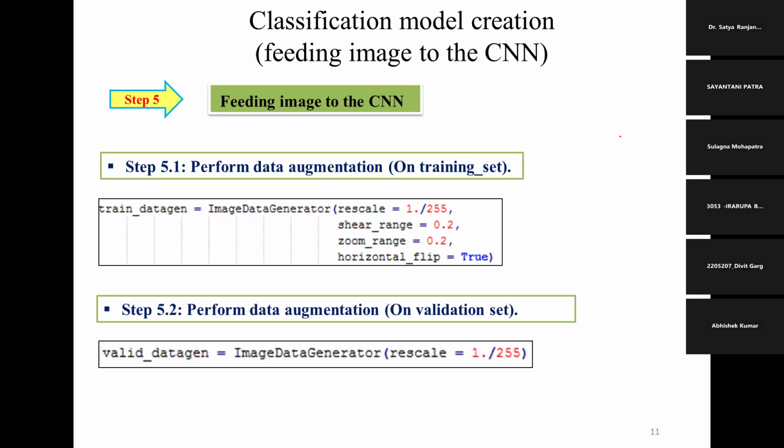Now after the hyperparameter tuning, all those things we discussed about the optimizers, learning rate, and loss function, now we'll go for feeding images to the CNN. So when we are going to feed our images, that training set we should feed to the CNN. Otherwise, what will the CNN learn?